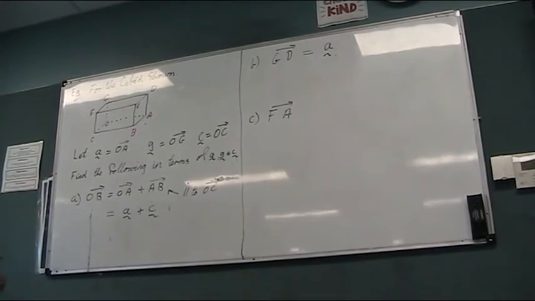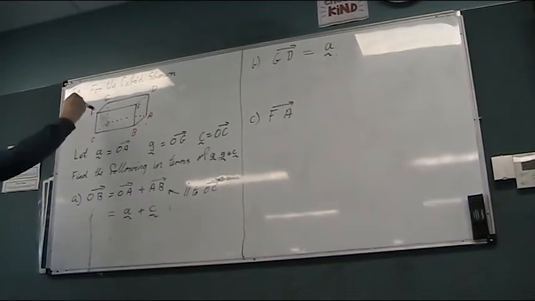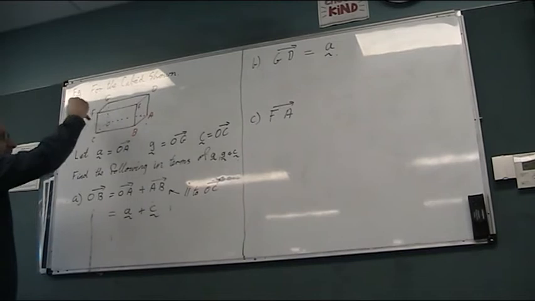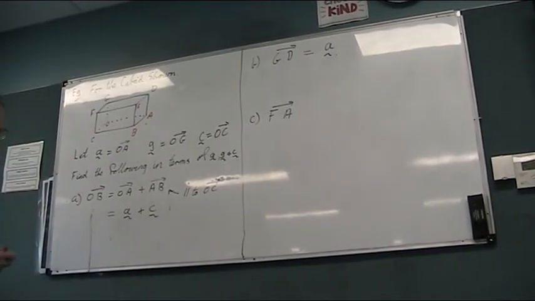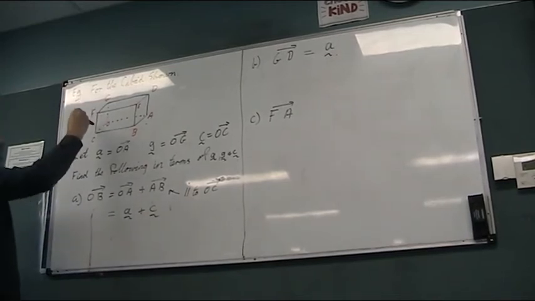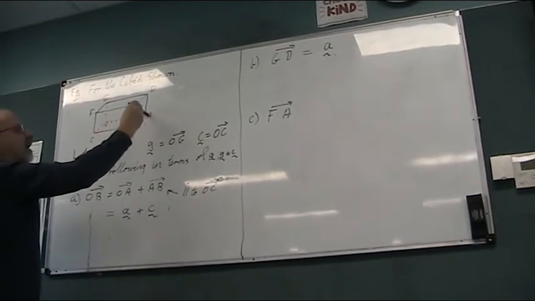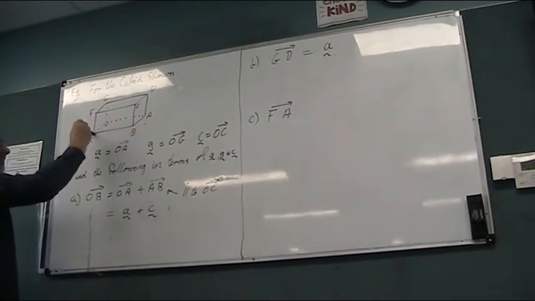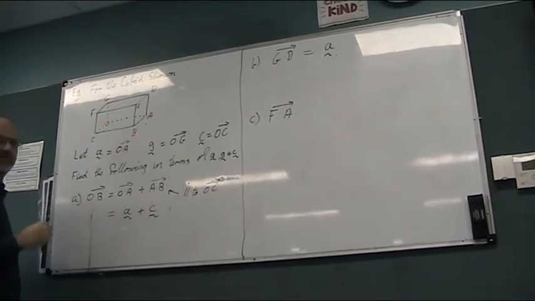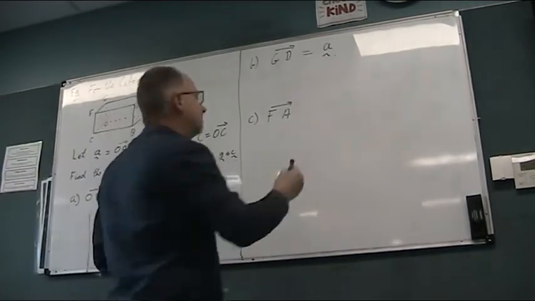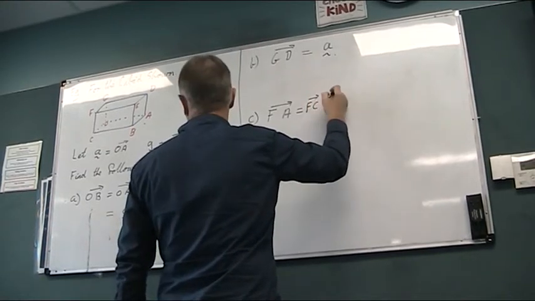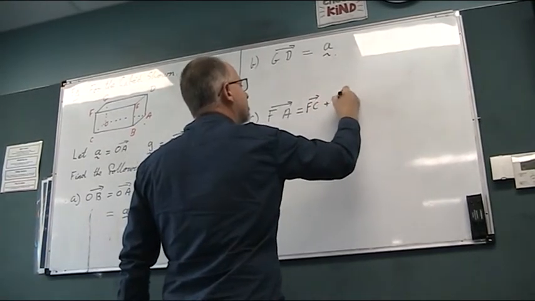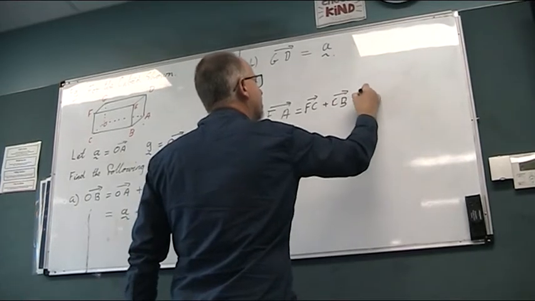All right, next one, F to A. So we go from F and we end up at A. There's a variety of different ways that we can get there. How will I go? Let's go down there and around that way. So I'll go F to C to B to A. There's other ways you could get there. Oops, F to C, and from C to B, and then from B to A.